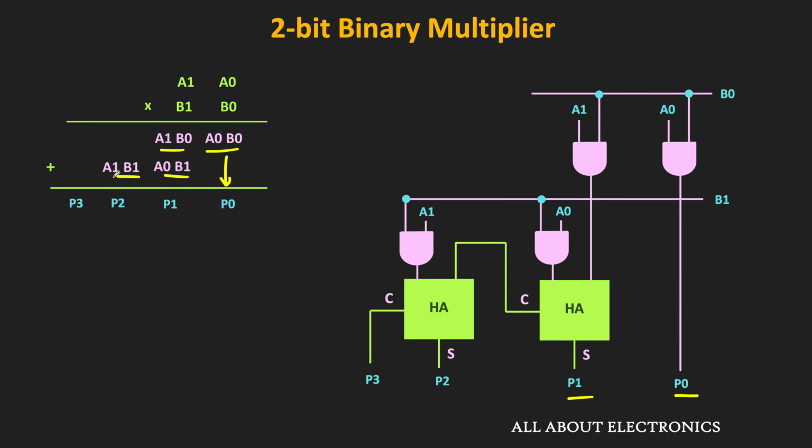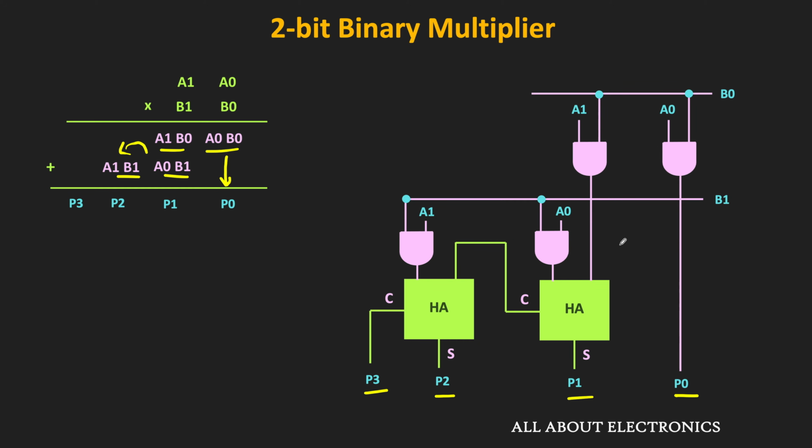Now, P2 is the summation of A1 B1 plus the carry which is generated during the earlier summation. Once again, we can add these two terms with the help of a half adder. As you can see over here, the carry generated from the previous stage is given as one of the inputs to the half adder, and the second input to the half adder is equal to A1 dot B1. So this P2 is the sum output of this half adder. And if there is any carry during the summation, that will act as the P3 bit. So in this way, using 2 half adders and 4 AND gates, we can design this 2-bit multiplier.